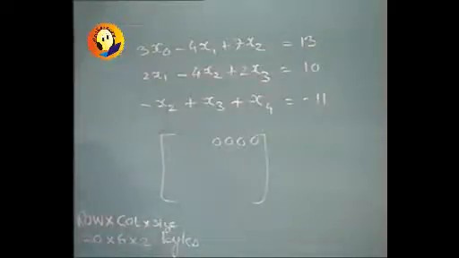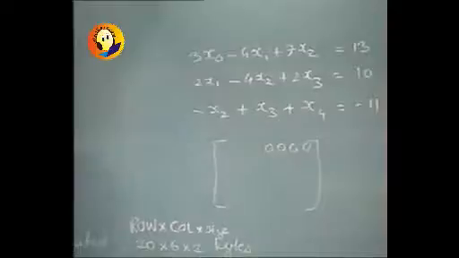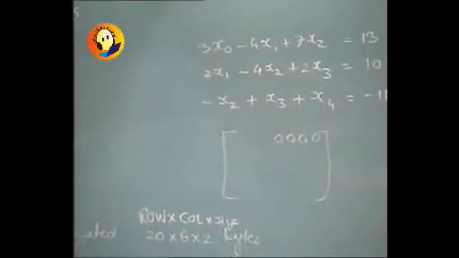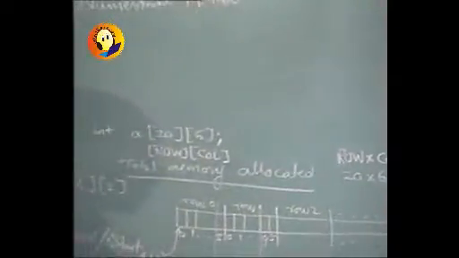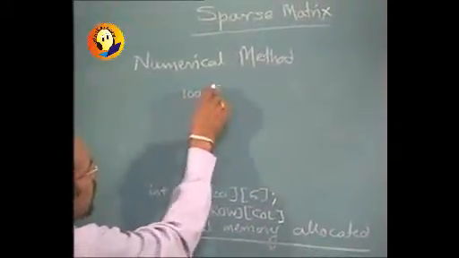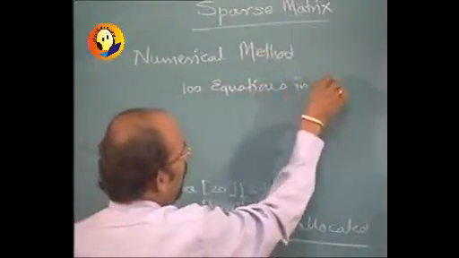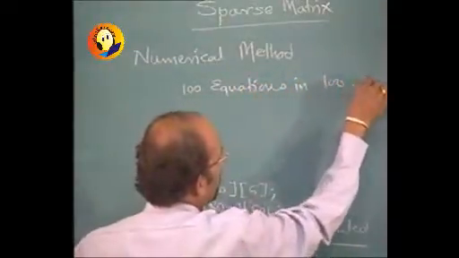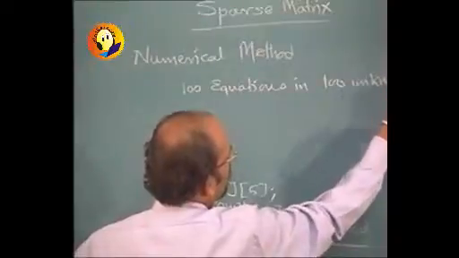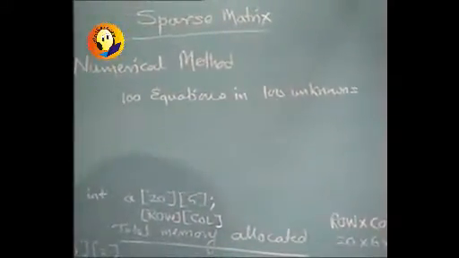Considering the case when I have got so many elements as 0, I will have to think about the total memory which is to be allocated. Consider a case of some 100 equations in 100 unknowns. What will be the size of the memory that will be required? Of course, these need not be always integers.